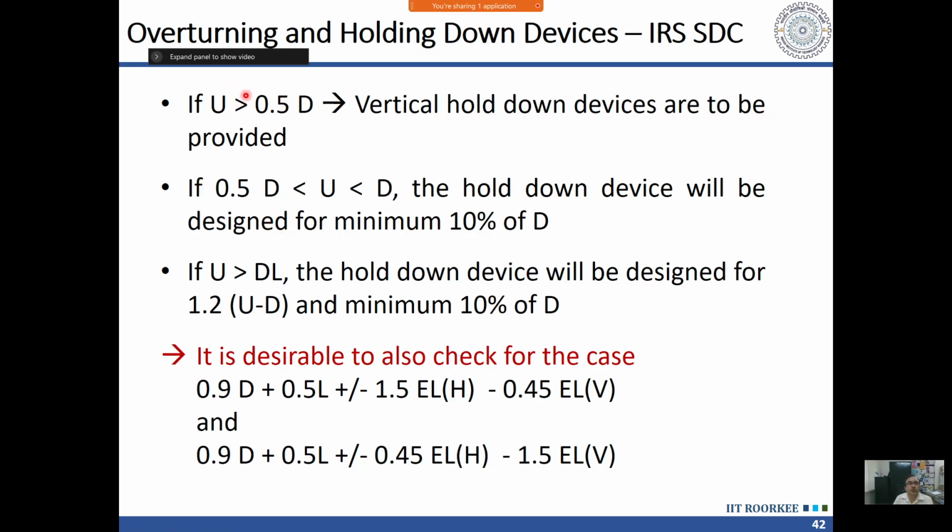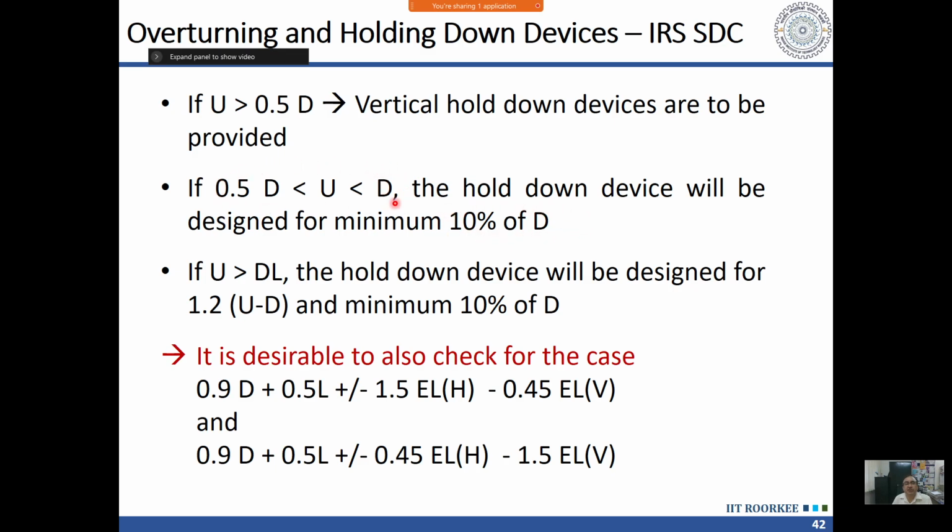So if U is more than 0.5 D, where U is the upward force due to overturning and the vertical component of earthquake, and D is the downward force due to dead load, then we have to provide the vertical hold down device. And if U, the upward force, is less than the full D, the full dead load reaction, then we need to design the holding down device for 10% of D.